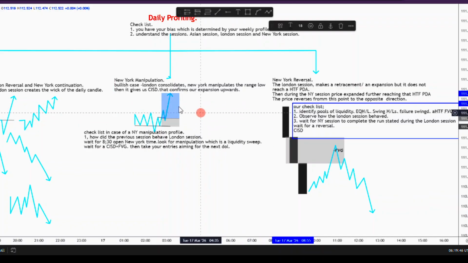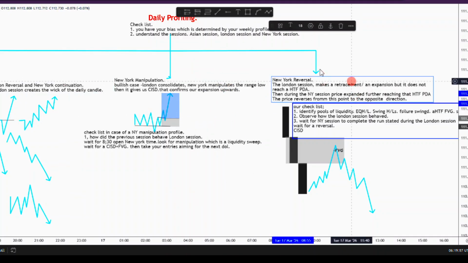We are going to be backtesting this, so don't worry that I'm just teaching you the concept and not showing you the real example on charts. We are going to have a session, and I'm going to post that session.